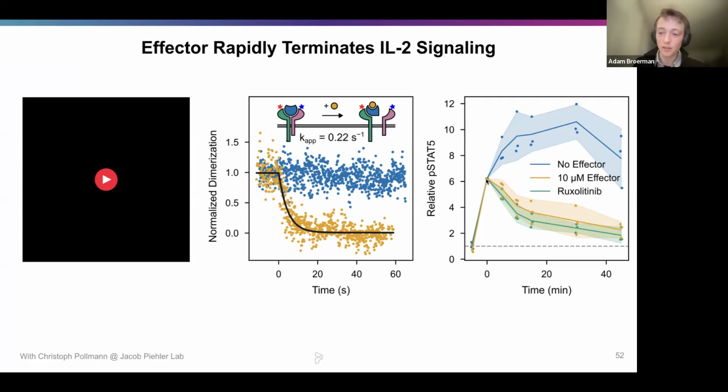And it's just about as effective as ruxolitinib in green, which is an inhibitor of a key kinase along the signaling pathway. But that's a small molecule and irreversibly modifies the cell. So the effector is a way to have the same effect as this small molecule inhibitor, but without actually modifying the cell at all.